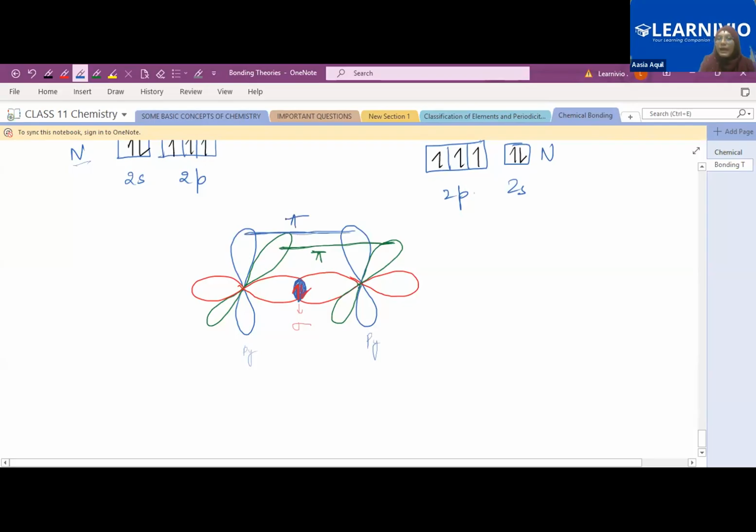bond. Okay, so that's why when you draw the structure of nitrogen N2, you will show the triple bond. Between the nitrogen and nitrogen, there is a triple bond. Okay, triple bond हम क्यों show करते हैं? Due to this interaction. So there will be one sigma bond and two pi bonds in N2. Is it clear?